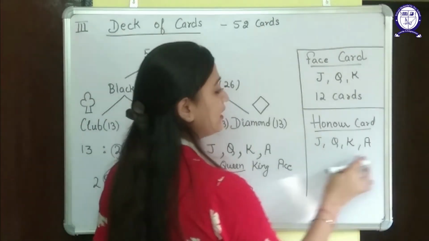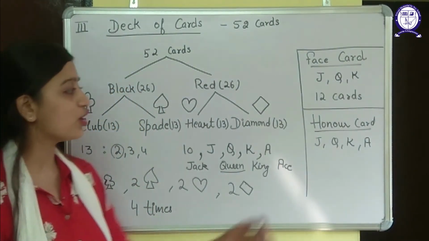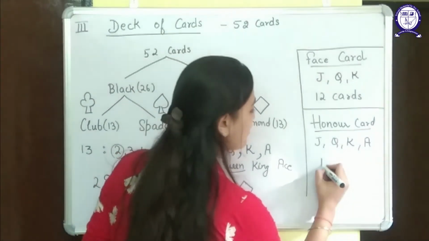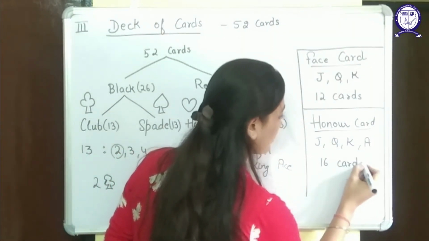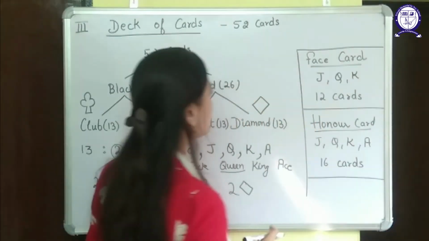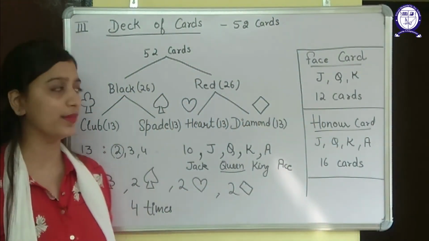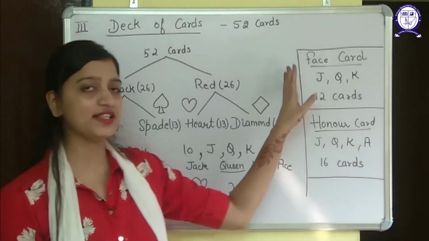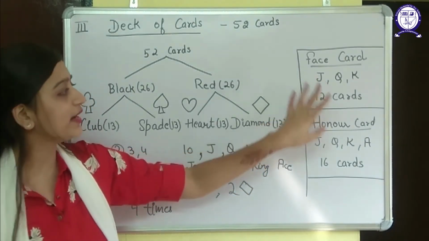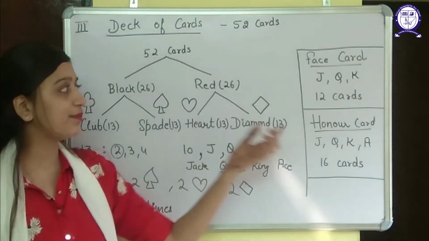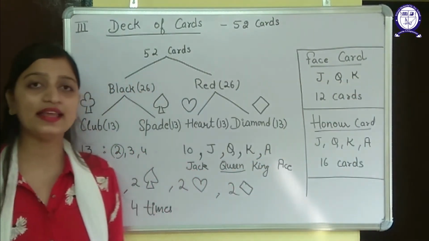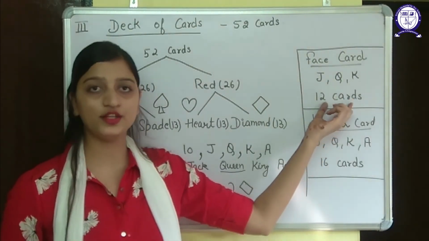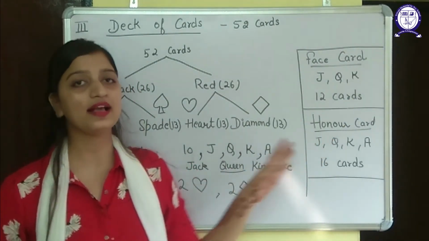And how many are they? They are 16 in number, because 4 jacks, 4 queens, 4 kings, and 4 aces. That's why I will have 16 cards. So this is the pattern, or you can say the flow chart, you need to remember to do the questions related to cards. If they talk about face cards, you will automatically take 12 cards. But if they apply a certain condition to it, like I need a red face card, then these 12 are also divided into 2 parts. That is, half are black, half are red.